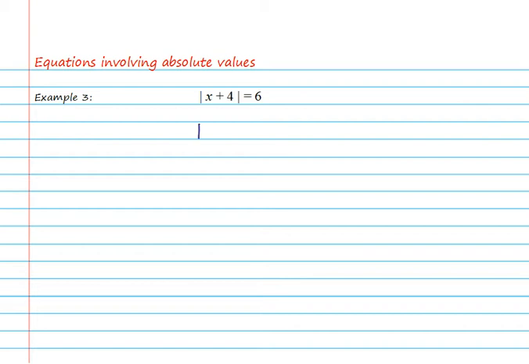But if we rewrite this as x minus negative 4, we can now see that actually what we have here is that the difference between x and negative 4 is equal to 6. So what we're looking for here are numbers that are 6 units away from negative 4. So 6 above negative 4 would give me 2, or 6 below negative 4 would give me negative 10.